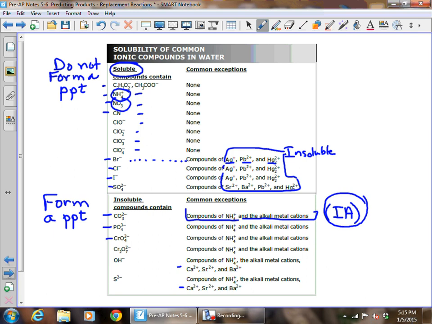And if you look at the chart, you'll see that Cl is right here. It's in the soluble list, if you notice. It's in the soluble column. So it looks like it's going to be soluble, but we've got to check for our common exceptions. And look what one of our exceptions is. Silver. And since that compound has silver with chloride, that is going to be an insoluble compound.